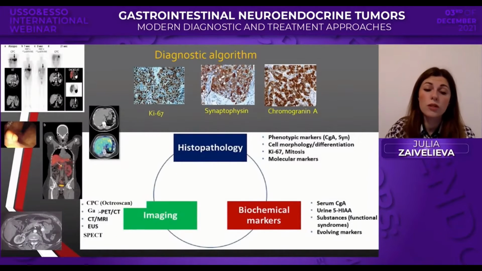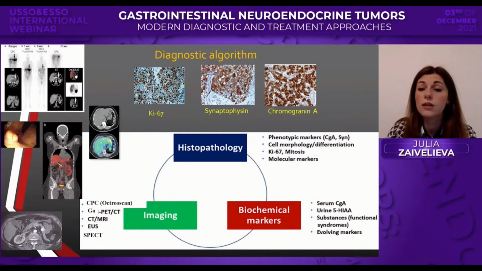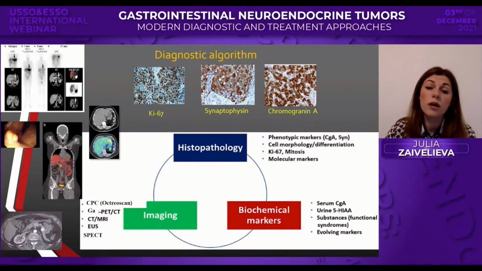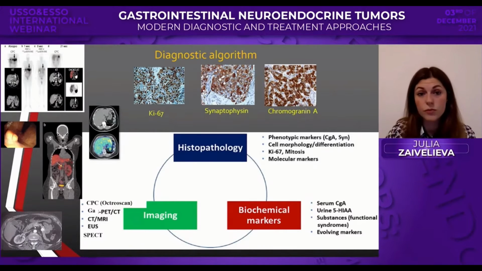In the diagnostic algorithm, of course, we're interested in imaging results, histopathology, and biochemical markers. In NET-specific diagnostics, there are the Octreoscan, Gallium PET CT, and also useful are CT, MRI, endoscopic ultrasound, and single photon emission computed tomography. Histopathology gives us answers about the morphology of the tumor, its differentiation, specific phenotypic markers like chromogranin A, synaptophysin, also Ki-67 and quantity of mitosis and other molecular markers. Specific biochemical markers for NETs are serum chromogranin A, urine 5-indolacetic acid, and specific substances which characterize specific functional syndromes.